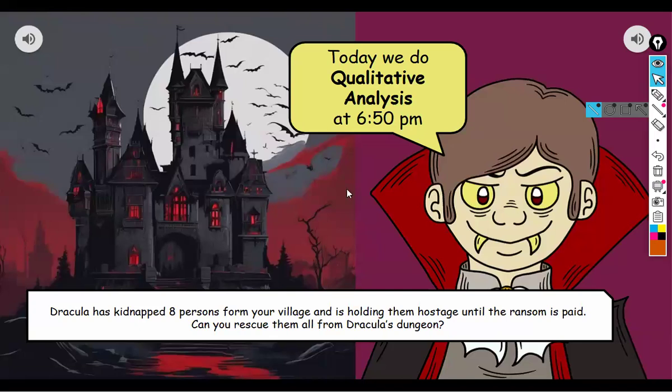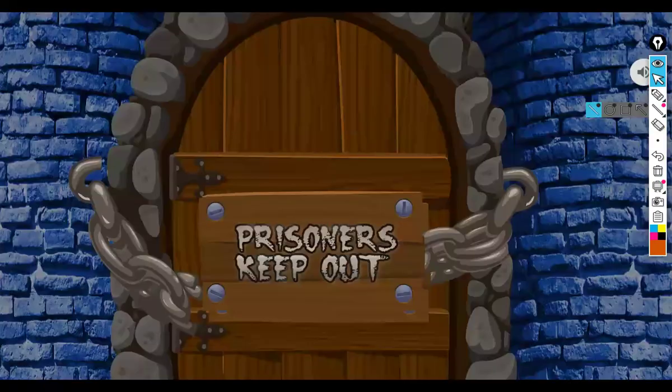For recording purposes, this is qualitative analysis. And to make things interesting, well, you already have a storyline there.